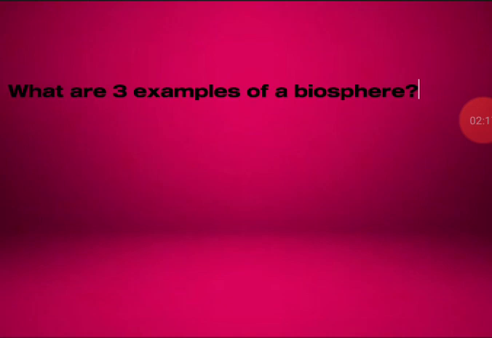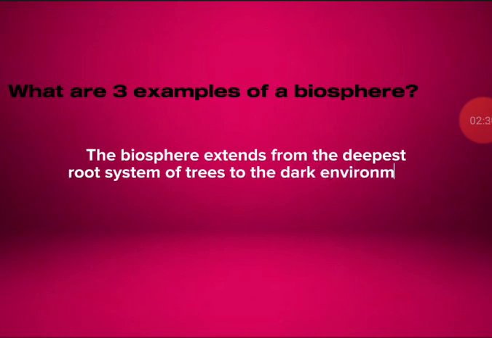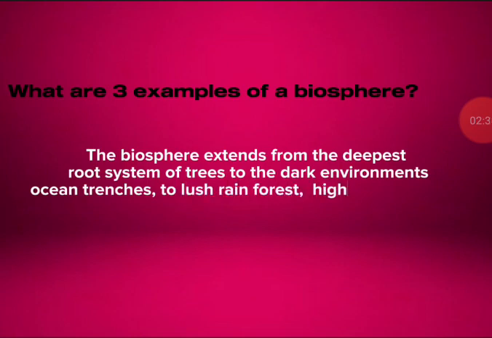What are three examples of the biosphere? The biosphere extends from the diffuse root systems of trees to the dark environment of the ocean reaches, to lush rainforests, high mountain tops, and transition zones like this one, where ocean and terrestrial ecosystems meet.